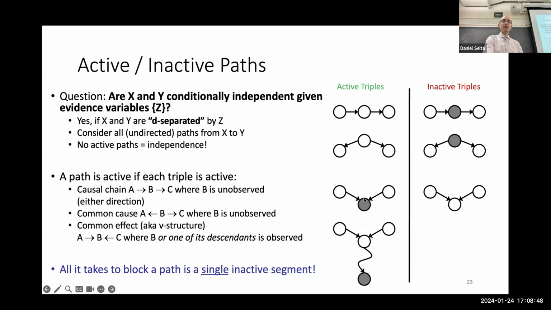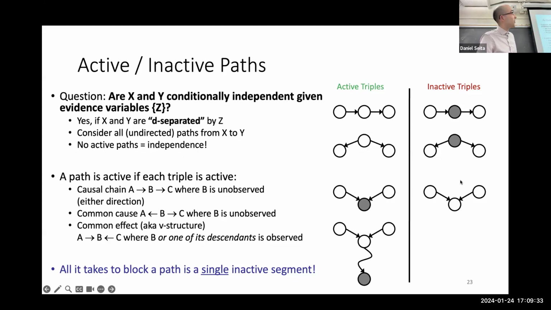For this, it's active. If you are asking whether this node and this node are independent, conditioned on that, then the path is active. It's an active triple because you can go from here to here. In order for us to claim independence, we need no active path, but we just found one. So we cannot claim that it's independent.